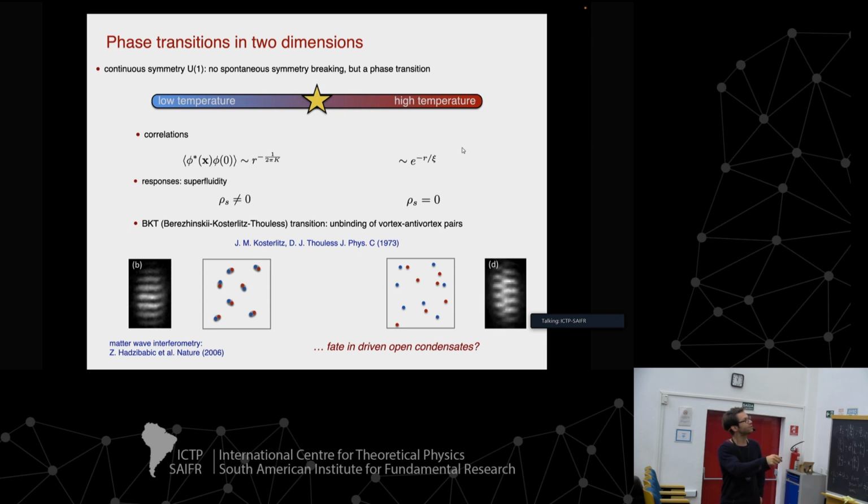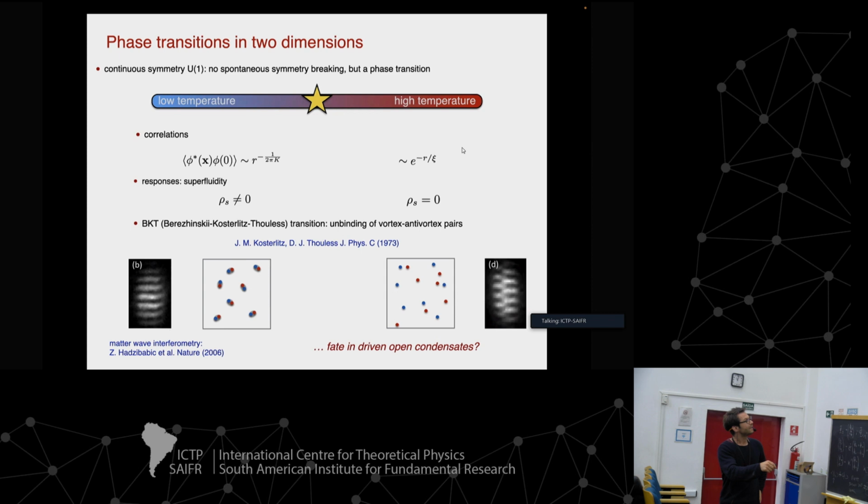And this phase transition is between a low temperature regime with algebraic correlations and a high temperature regime with more generic exponential correlations. Who is aware of this actually? Who has heard about this? Okay, good, so that I know.